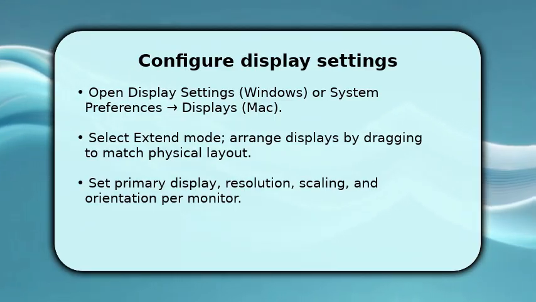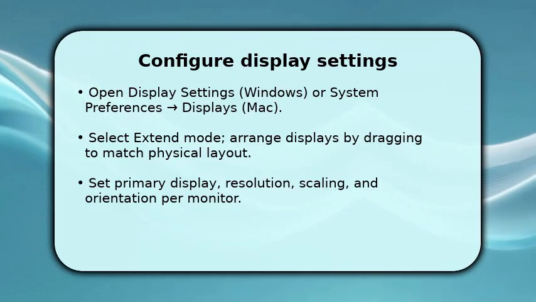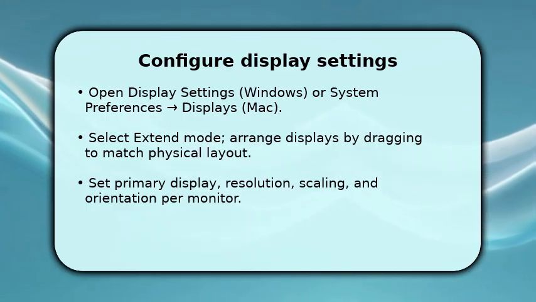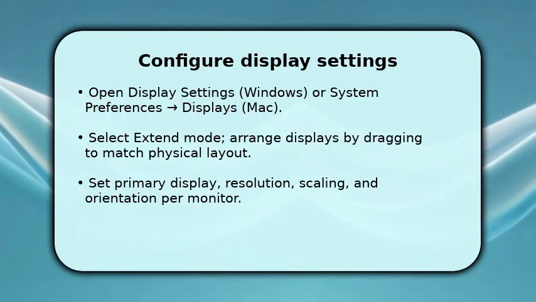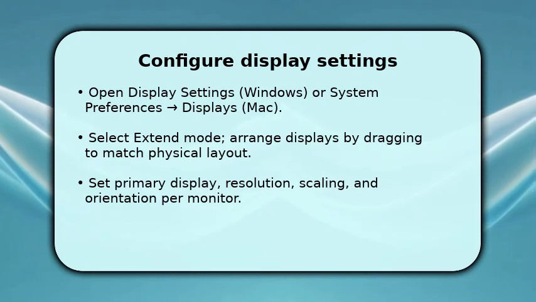Next, pick which is primary for the taskbar or dock, then set resolution and scaling for clarity. Use native resolution whenever possible. Finally, choose orientation if a monitor is rotated. Test moving windows across to confirm the setup.